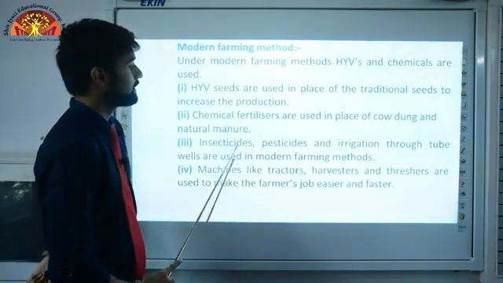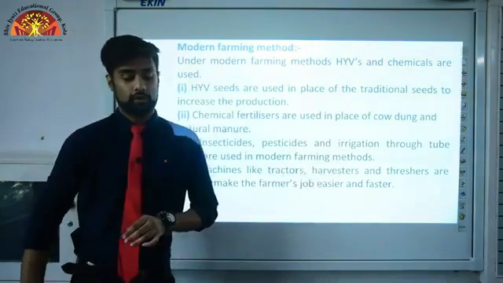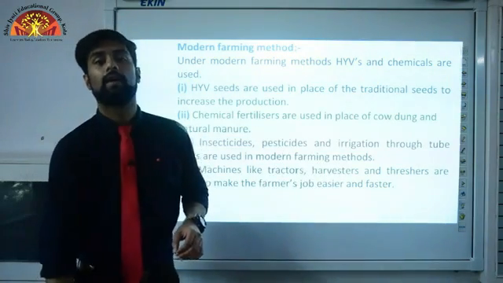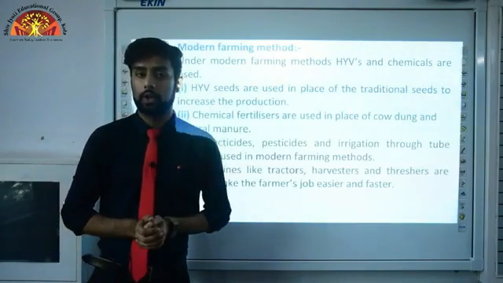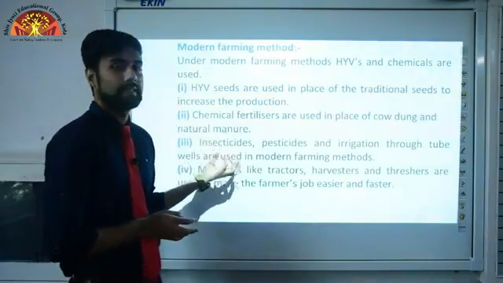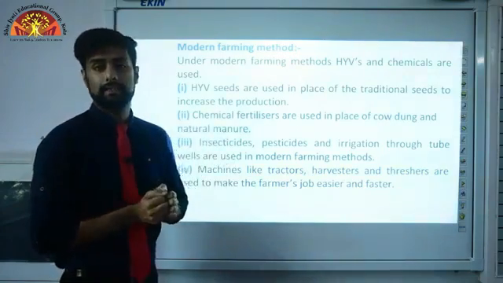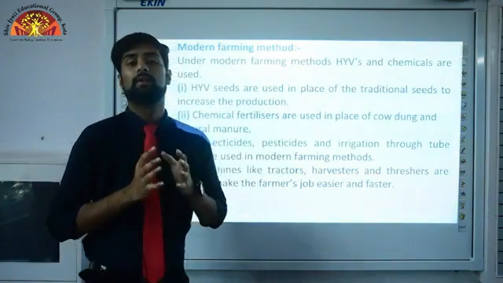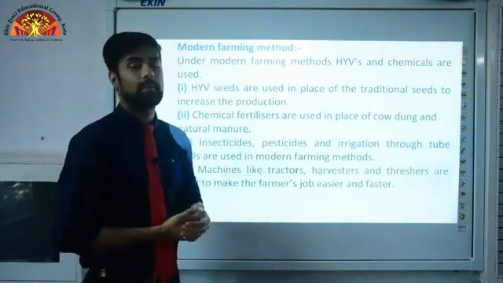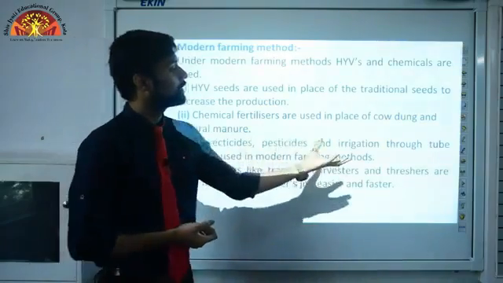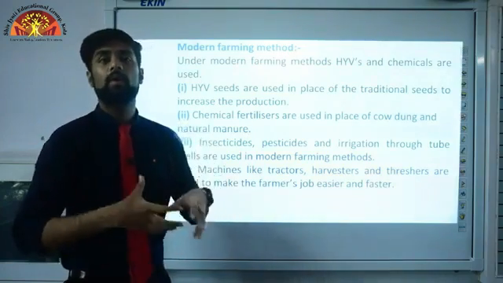Next point, insecticides, pesticides and irrigation through tube wells are used in modern farming methods. Earlier what used to happen, farmers didn't have enough support or enough resources to get rid of their disease or the insects which used to harm their crops. But nowadays we have good quality insecticides and pesticides. Insecticides are the chemicals which kill the insects in the crop and pesticides are the chemicals that protect your crop from disease. अगर आपकी फसल में डिजीज लग जाती है तो पेस्टिसाइड से आप उसको बचा सकते हो. Okay, and irrigation through tube wells, I told you that the more land we irrigate, the more production we will get from the land.